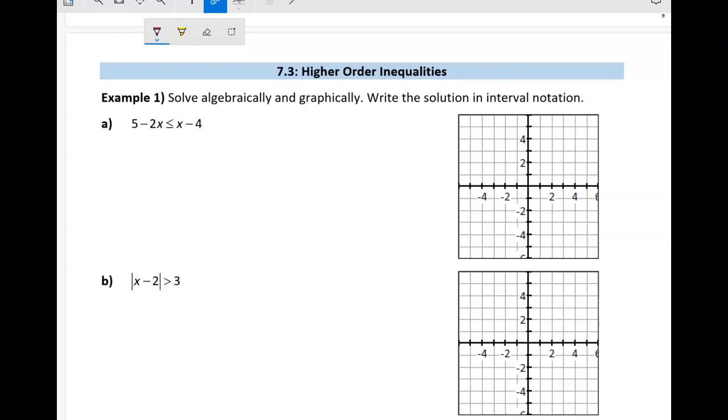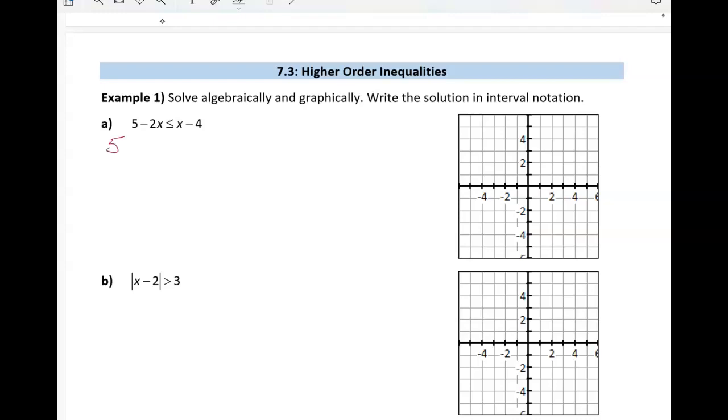In this lesson, we're going to solve higher order inequalities. That is, nonlinear inequalities. Let's start with a linear inequality and what we know about them. You can solve a linear inequality the same way that you solve a linear equation. So we can just add to both sides, subtract from both sides, etc.